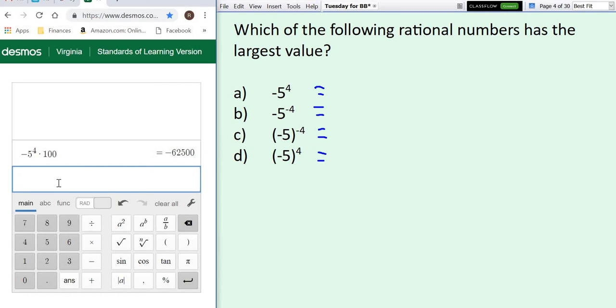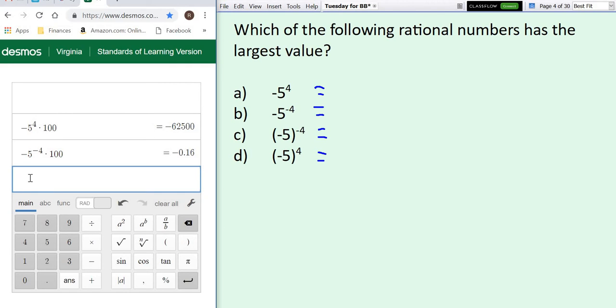Then I'm going to take negative 5, and this time I am raising it to a negative 4 power. Uh-oh, except that didn't work. So let me try again. I am raising it to a negative 4 power. Again, I wanted a percent, so I'm going to have to multiply by 100, and I get that percentage, which is very different.